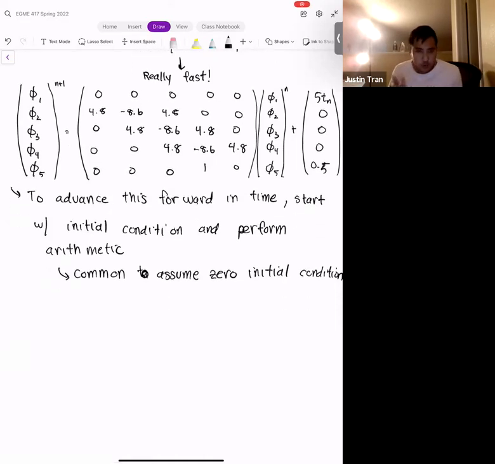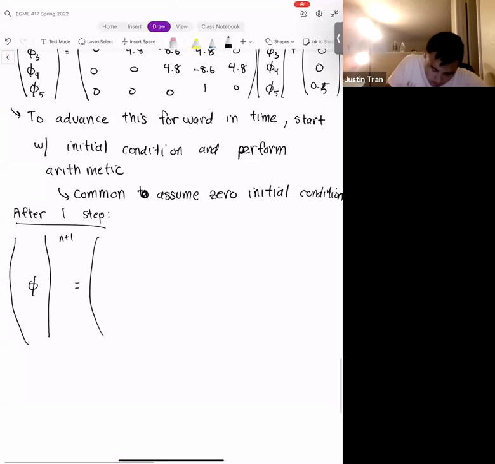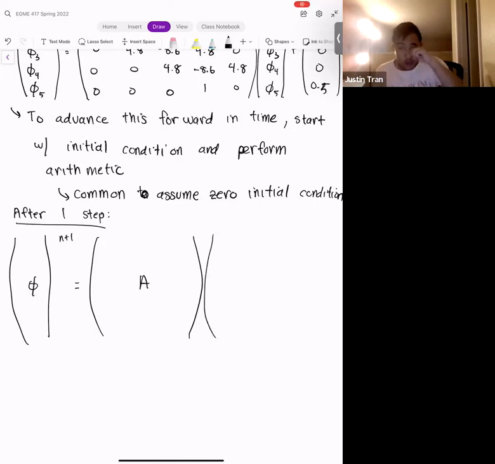I'll do it 2 times. I'll advance twice, so you can see what it looks like. And so after one step, our solution is going to look like this. I'm not going to write out all the phis, but these are all the phi n plus 1s. Here we have the A matrix. These are all coefficients. Here we plug in the initial conditions, and so our initial conditions are going to be all of this.